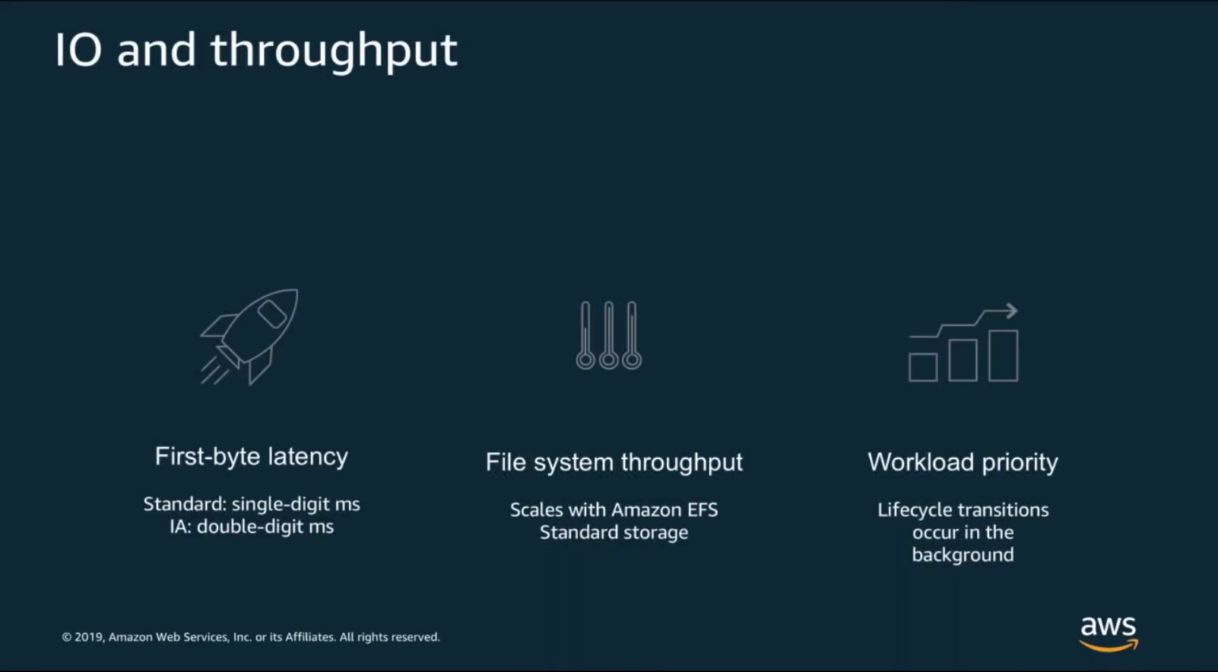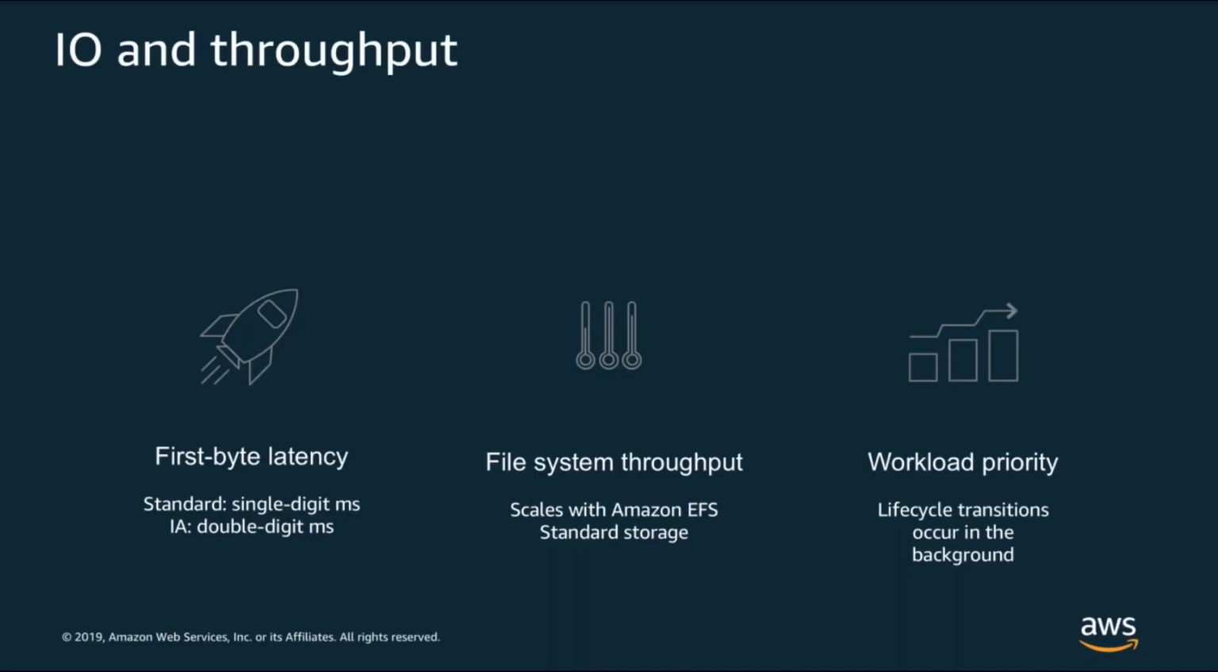So on the performance front, EFS IA has slightly higher first byte latencies as compared to EFS standard. You'll see on average single-digit millisecond latencies for reads and writes to standard, whereas you'll see double-digit millisecond latencies on average for reads and writes to infrequent access. That being said, you can drive the same level of throughput against files in IA as files in EFS standard.